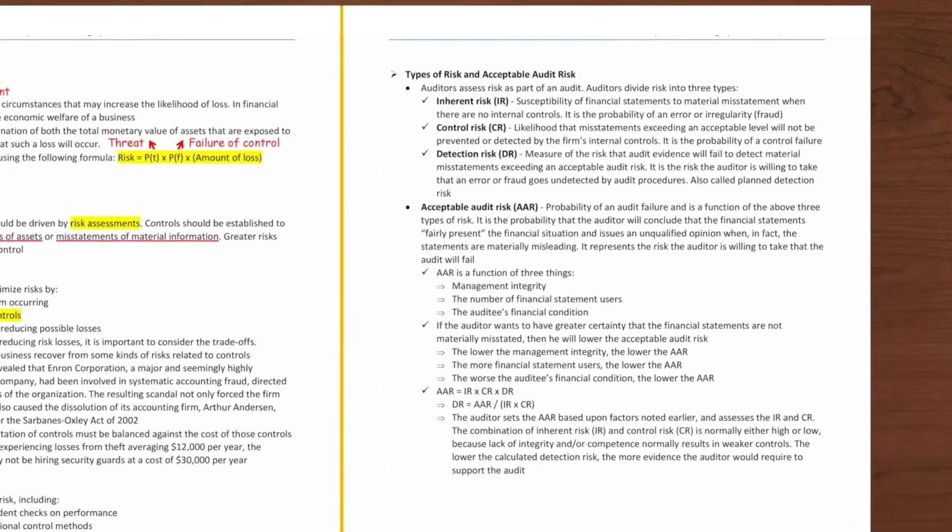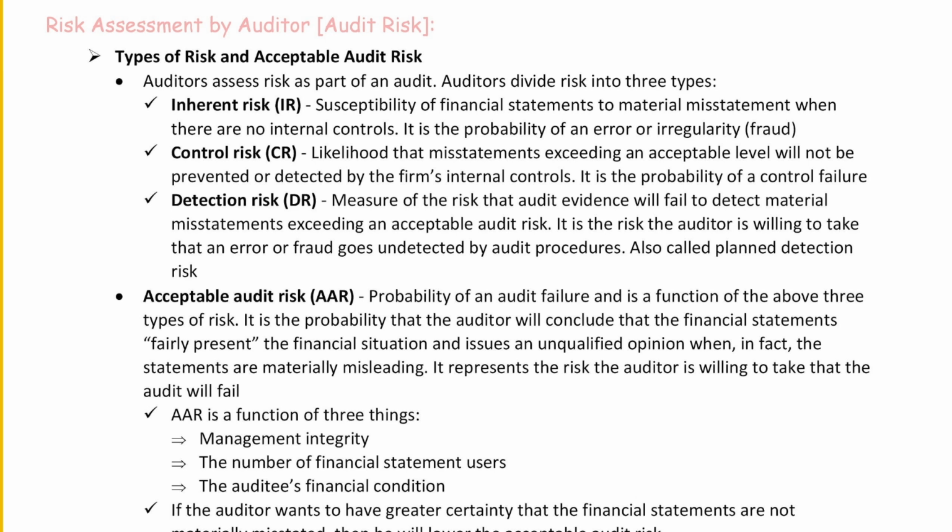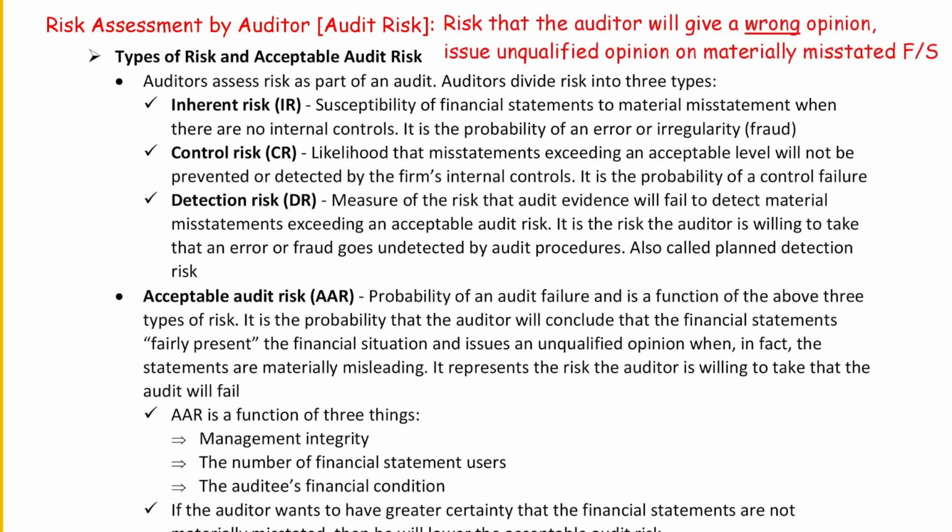We're looking at audit risk. So on top of the page, write risk assessment by auditor, within brackets, audit risk. And right there, risk that the auditor will give a wrong opinion, underline wrong. That means the auditor would issue an unqualified opinion on materially misstated financial statements.